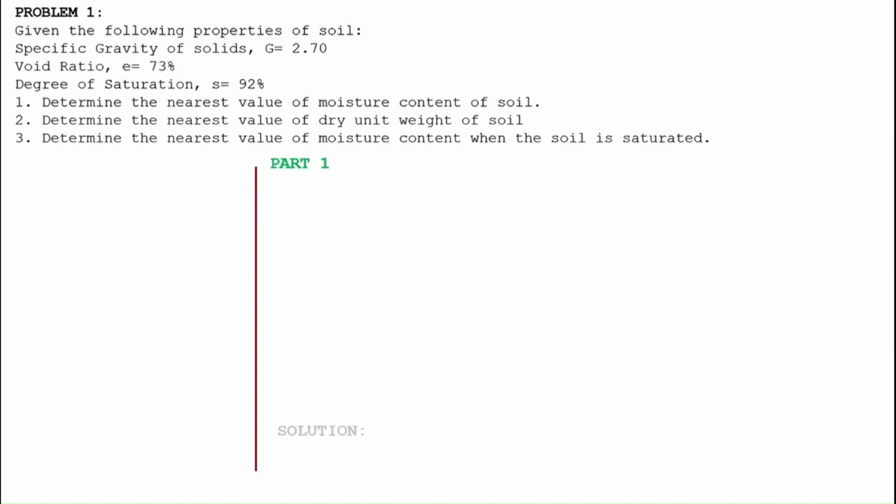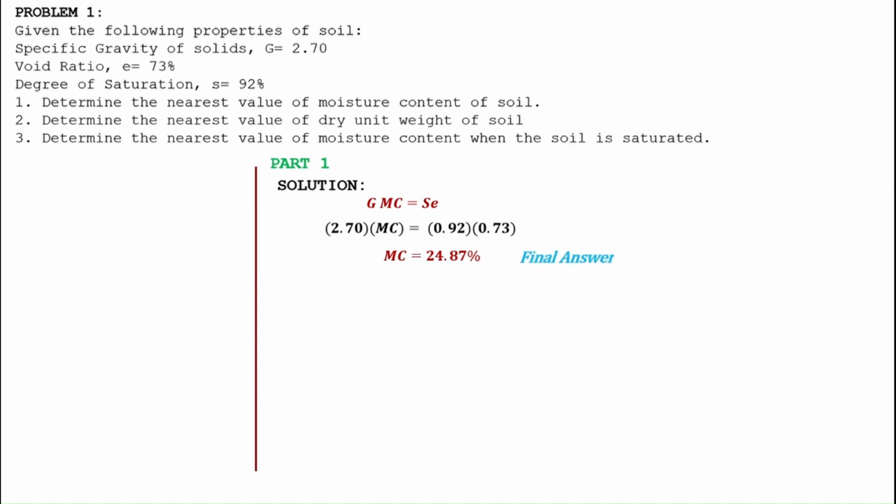For our solution to the first part of the problem, we will recall the relationship between soil properties, namely, specific gravity, moisture content, degree of saturation, and the void ratio. It can be recalled that the product of specific gravity of soil solids and the moisture content is equal to the product of degree of saturation and the void ratio. Or simply, GwC is equal to Se. Substituting values, we get 2.7 times the moisture content is equal to 0.92 times 0.73. Our moisture content therefore is equal to 24.87%.